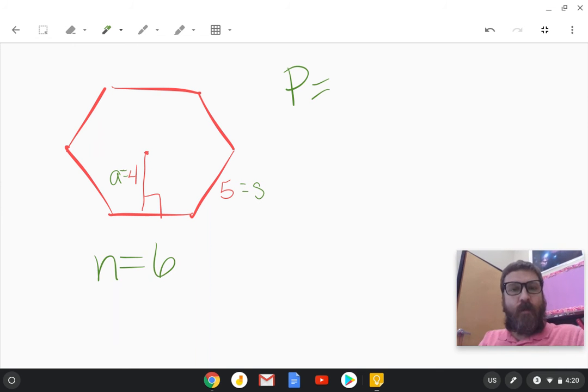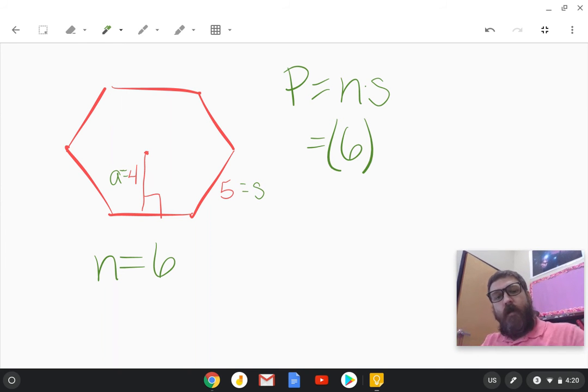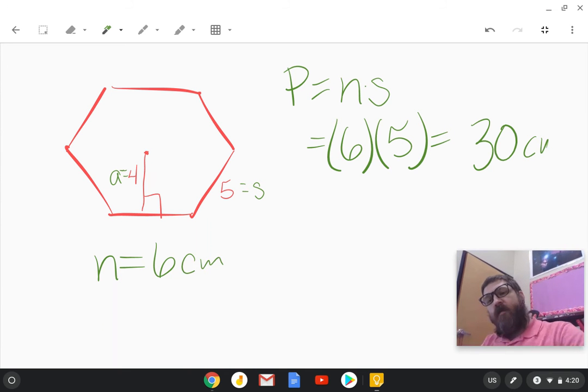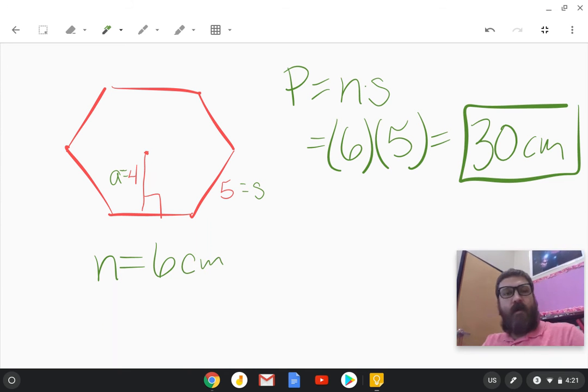So we first have to find the perimeter. The formula for perimeter of regular polygons is P equals N times S. We know that N is 6. We know that S is 5. So we know, and we'll call these centimeters, 30 centimeters is the perimeter of this polygon.